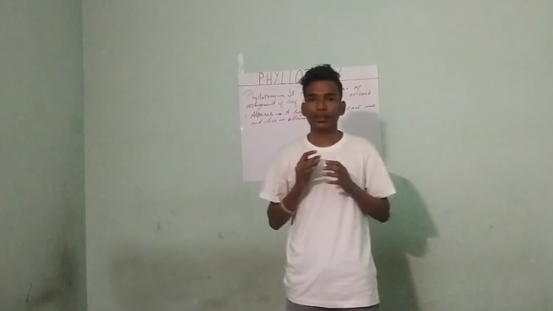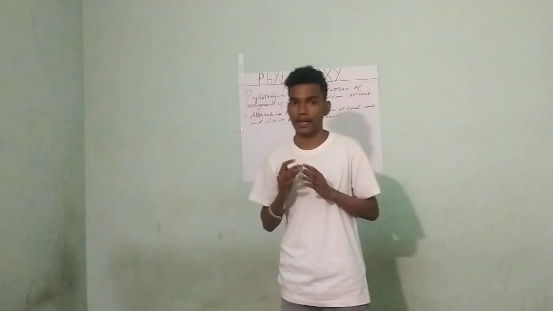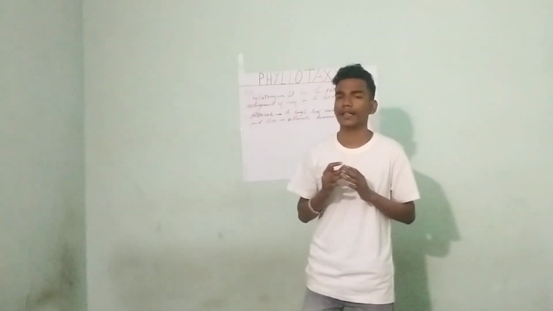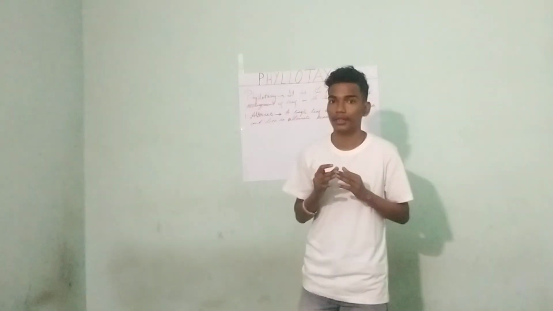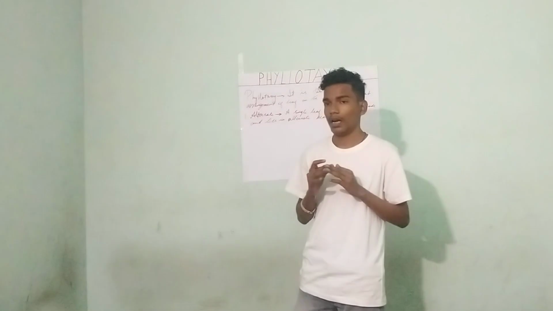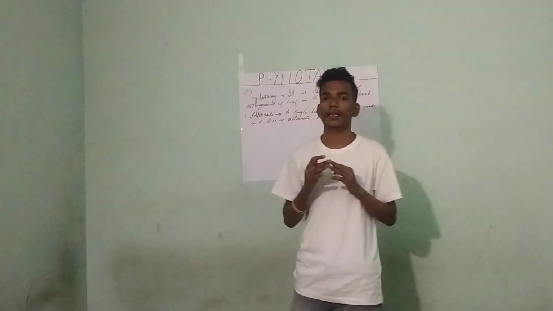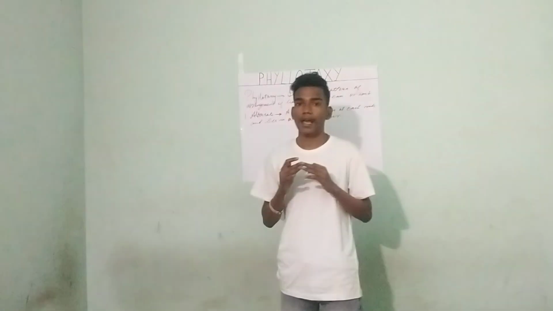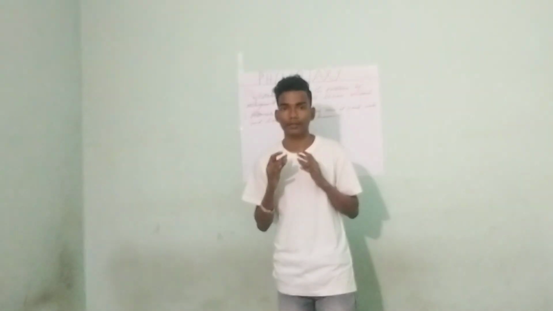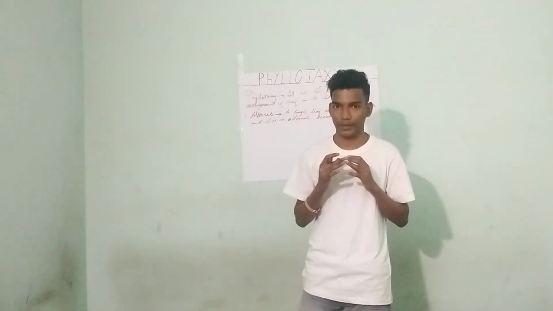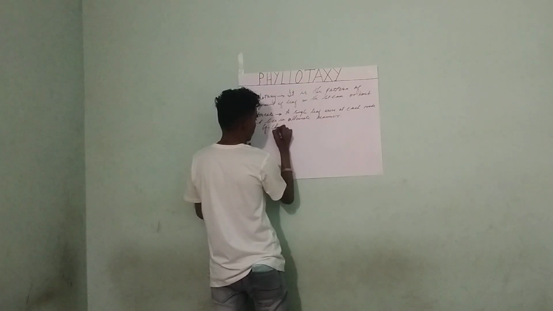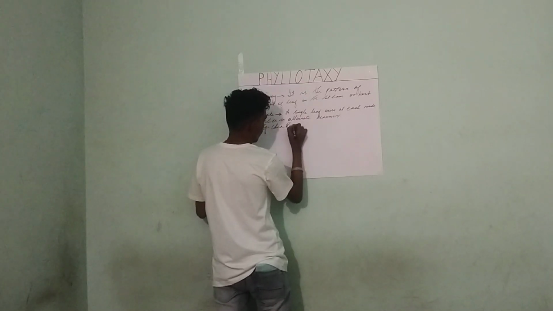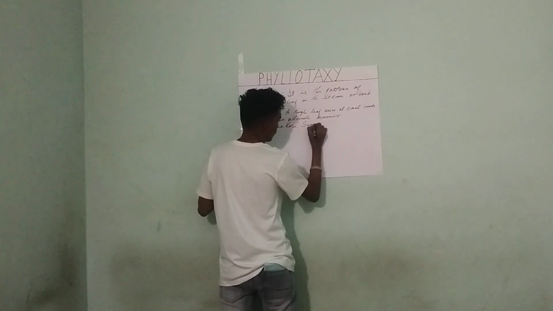We can see this example in the leaf of China rose, sunflower, etc. As we go, kindly try to observe, while seeing the plants, in what kind of manner the leaves are arranged. So alternate type of phyllotaxy is commonly seen in China rose plant and sunflower. So I'm writing the example so that you get a more detailed explanation of it. Example, China rose and sunflower.